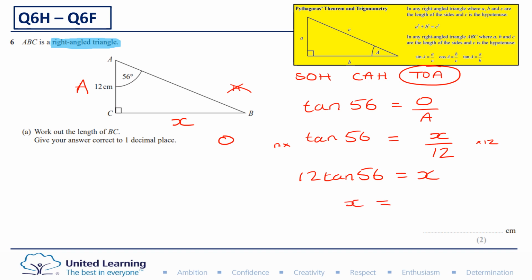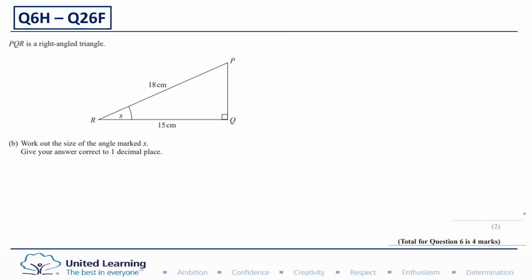And now I type that in, making sure my calculator is in degrees. I've got 12 tan 56, which gives me the answer of 17.790731, etc. The question asks me to give it to 1 decimal place, so I look here at the second decimal place. It is a 9, which means I round this up, so my answer is 17.8 centimeters.